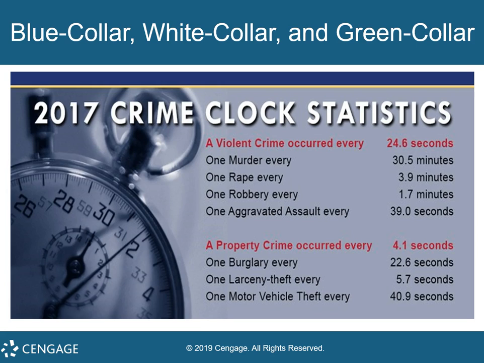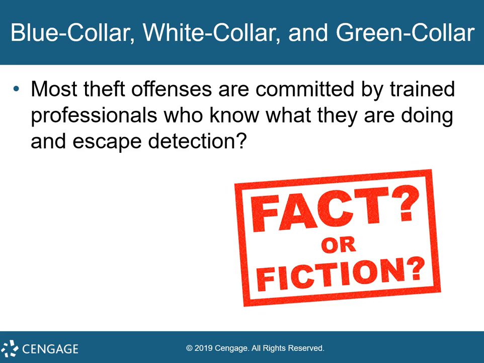Now, the reason I show you this clock is because they put it together in such a fashion where you can look at it and you can see here that there's a property crime, even though there's different types of property crime, that occurs every 4.1 seconds across the U.S. So this is something that's big. It's grand in scale, and you will soon find out that while there are different types of these economic type crimes, there's different reasons for perhaps why people commit these crimes.